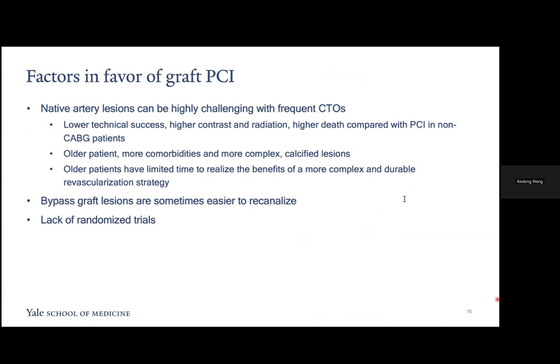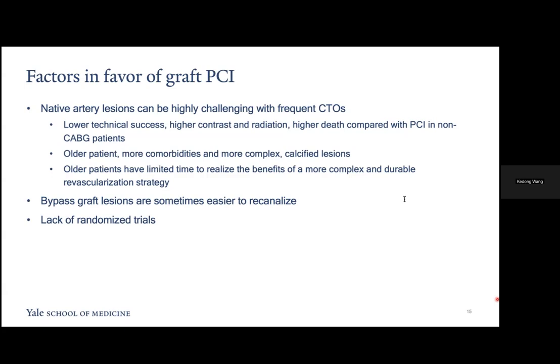Despite the better outcome with native vessel coronary PCI, we all know that realistically speaking, at the spur of the moment in the cath lab, grafts are usually the first target that we consider. There are very good reasons for that. First, native arteries can be challenging to recannulate, especially after a number of years out from the initial CABG surgery. So frequently they're chronically totally occluded.